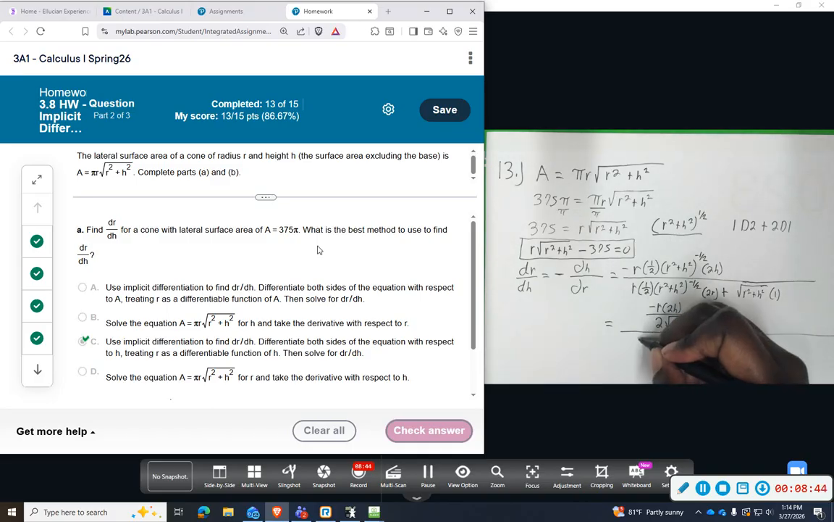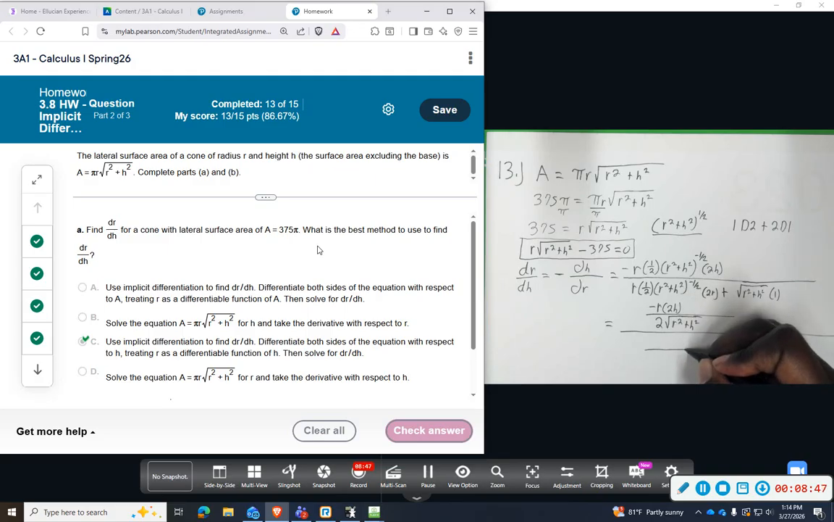Denominator, I'm going to do something similar. So I have a fraction part in the denominator. We have r over 2. This expression, negative exponent, so it's going to go to the bottom, square root of r squared plus h squared times the 2r, and then plus the square root of r squared plus h squared.